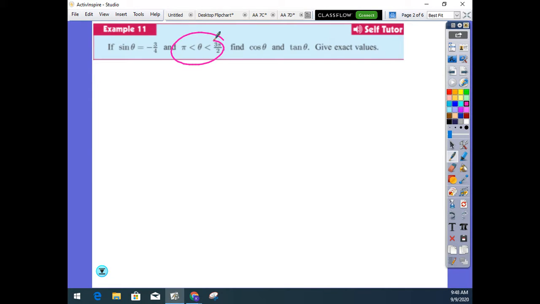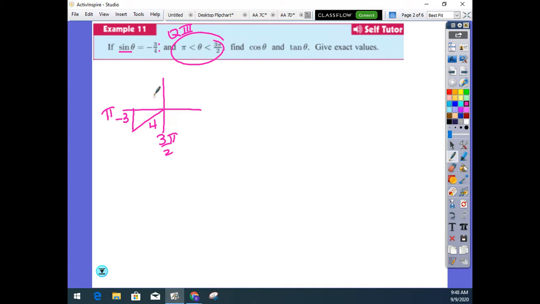First of all, they give you a window. The interval of the angle is between pi and 3 pi over 2, which means the angle is in the third quadrant. This is telling us quadrant 3. So I'm just going to connect my terminal side to the x-axis. Sine is y over r. Y is the negative. R is always positive. Always make sure the hypotenuse is positive.